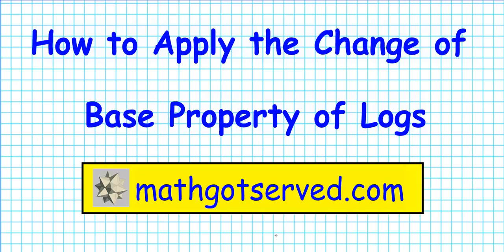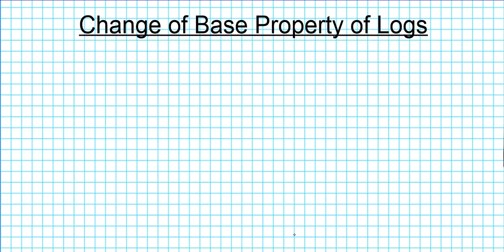In this clip we're going to be going over how to apply the change of base property of logarithms. To get started, let's take a look at what the change of base formula is, assuming you want to go from base A to B. So the change of base formula is as follows: the log base A of, let's say, x.